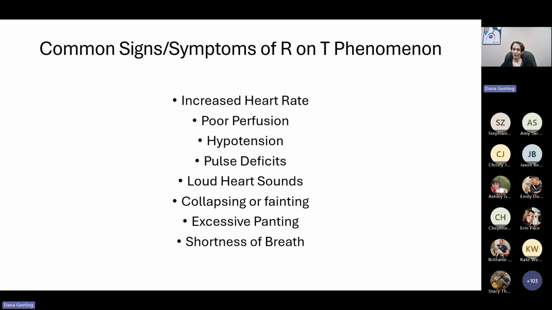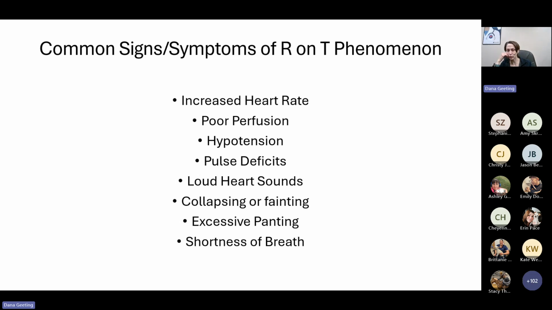What are the differences between polymorphic VTAC and VFib? They pretty much look the same. So polymorphic VTAC and VFib, which we will get into shortly here, are almost looking the same. Pulse deficits, basically you're not really going to feel the pulses correctly as you should. They're not going to be strong, normal pulses. They're going to feel irregular.